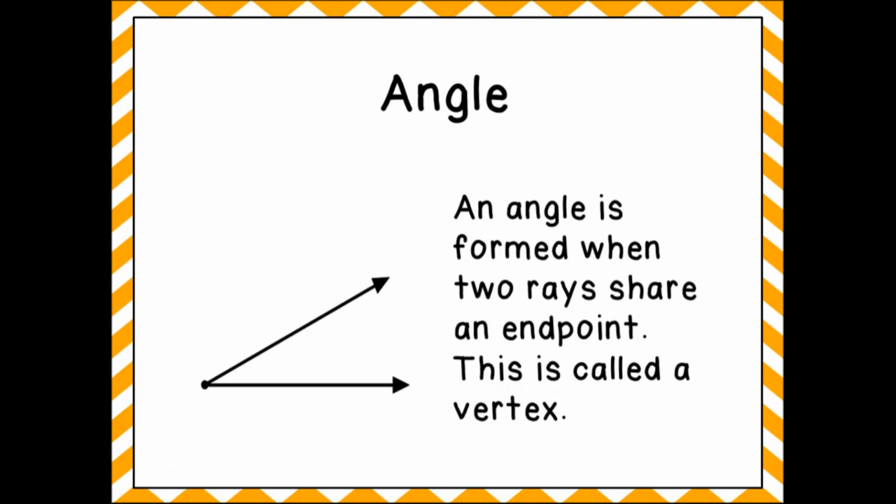The last word we want to take a look at is an angle. And an angle is formed when two rays share an endpoint. When the rays are sharing an endpoint, that's called a vertex. If you take a look right there where the arrow is pointing, that would be the vertex. That would be where the two rays, and you can tell it's a ray because it has a dot on one end and an arrow on the other. They're both rays. That's called the vertex.